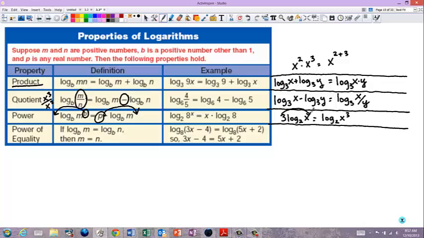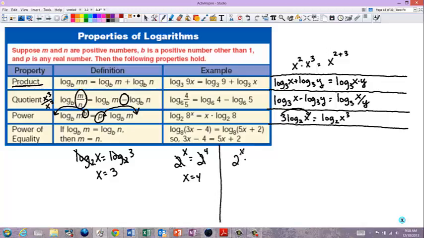Rule number 4 is the power of equality that says if you have log base 2 of x equals log base 2 of 3, I can cancel my logs, so x equals 3. Now, that should make sense because think about 2 to the x equals 2 to the 4. You can cancel your 2's. x equals 4.